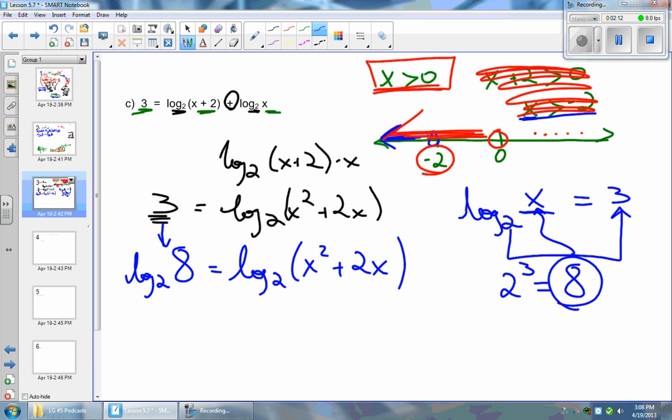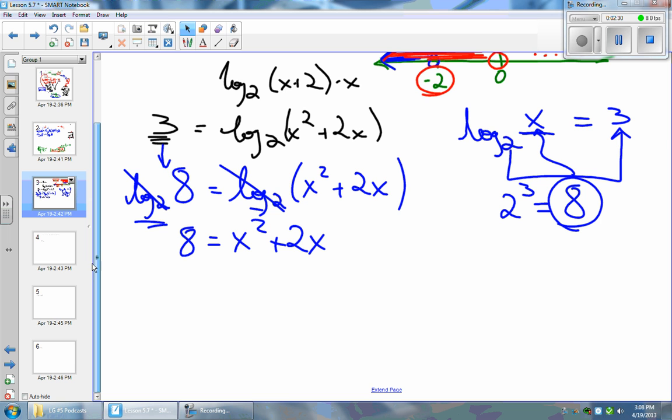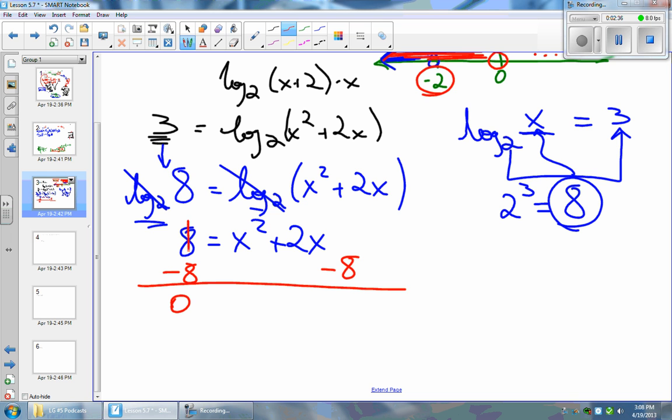There you go. Uh-oh, what do we do? Well, both of them are now logs. This guy and this guy are gone. They cancel. Perfect. So you have 8 equals x squared plus 2x. Now, how do you go about solving this? Same thing goes as before. All you have to do is bring the 8 over to the other side, and look what you have. 0, because those cancel, equals x squared plus 2x minus 8.